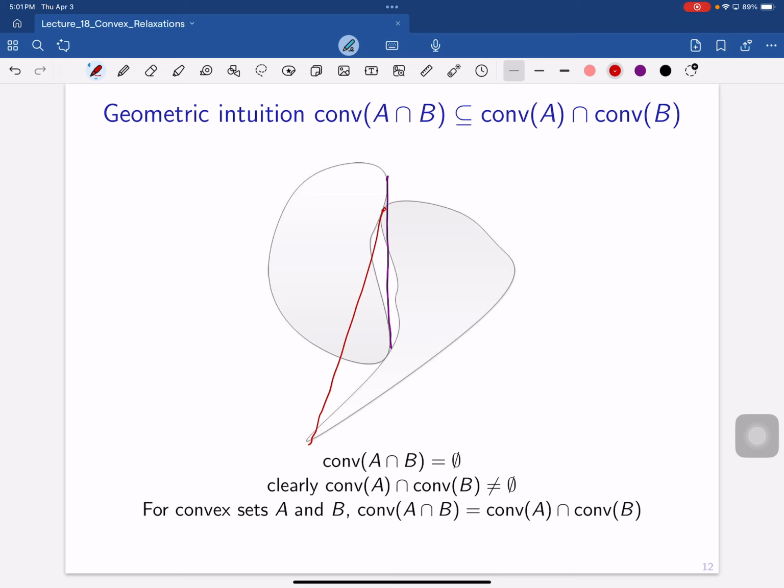Yeah. And also, you can show if A and B are both convex sets, then they are equal to each other. Right? Since we are convexifying a non-convex set, you do not have this property here. Okay.